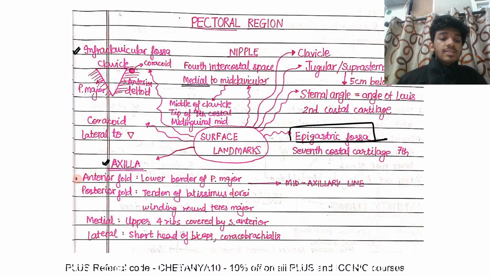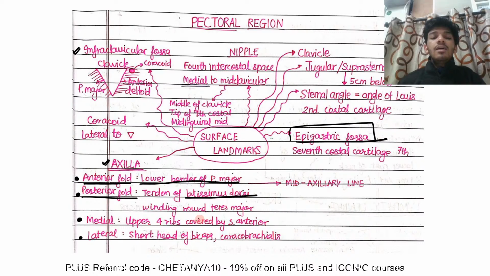Axilla, it's again very important. You have to know about these four folds: anterior fold of axilla, posterior fold of axilla, medial fold of axilla, and lateral fold of axilla. The anterior fold is formed by the lower border of pectoralis major. Posterior fold is formed by the tendon of latissimus dorsi winding around the muscle teres major. Medial border is by upper four ribs, which are covered by serratus anterior, and the lateral border is by the short head of biceps or the coracobrachialis along the shaft of the humerus.